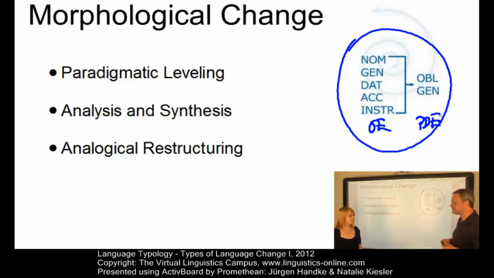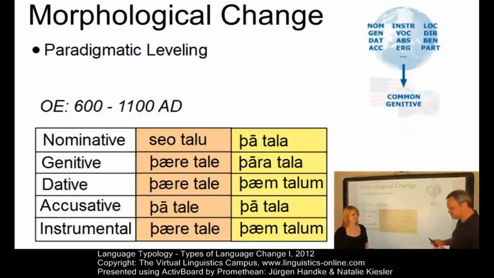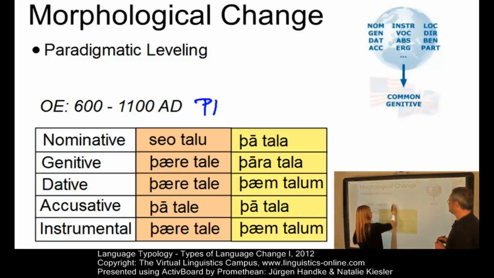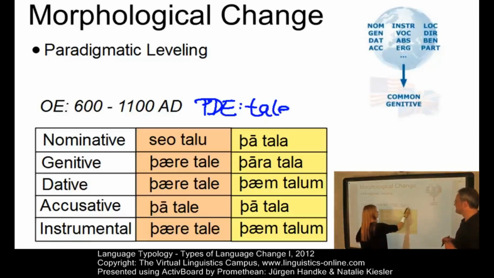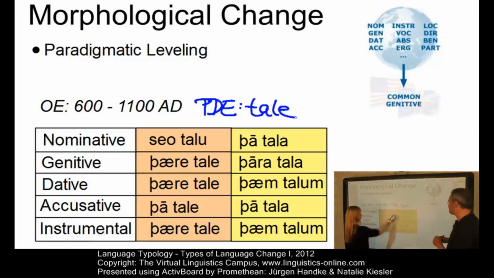Let's start with paradigmatic leveling. Okay, most paradigms in Old English did not contain the maximum number of possible differentiation. Here we have the paradigm which stands for present-day English tail. Seo talu means the tail. Now theoretically we could have 10 different forms. 5 for the singular, 5 for the plural.